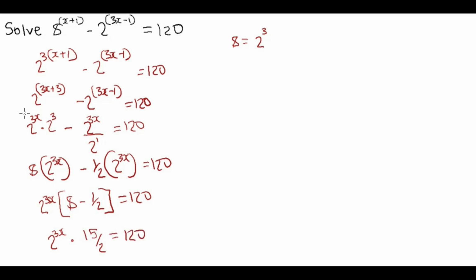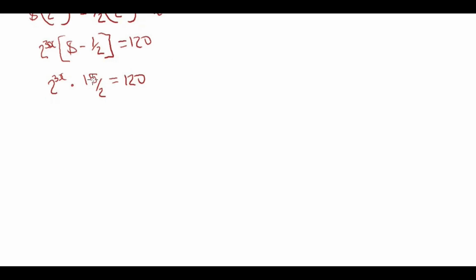So we can remove this 15 over 2 by multiplying both sides by 2 over 15. So we are left with 2 to the power of 3x equals 120 divided by 15, that is 8, 8 times 2 is 16. And 16 we can write as 2 to the power of 4. So 2 to the power of 3x equals 2 to the power of 4.